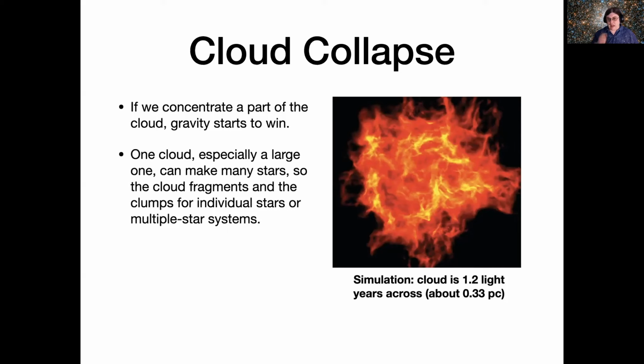So as they collapse, the cloud starts to fragment and clump up. Those individual clumps are going to form stars or multiple star systems, or binary stars or trinary stars. And so the whole cloud is not going to turn into one big star. It's going to turn into a bunch of little to big stars. It's going to turn into a whole bunch of stars.